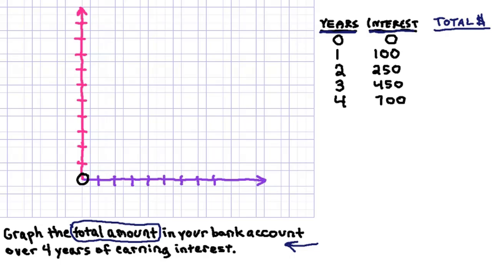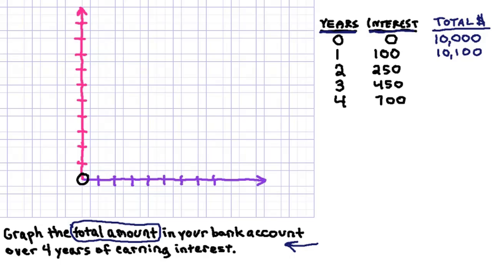So we need to find out how much is total in your bank account at all these time points. So year 0, you got 0 interest, but that was when you first opened up your bank account. You opened it up for $10,000, so you have $10,000 in there at the beginning. Then after 1 year, you earned $100 in interest. So your total would be 10,100. So after year 1, you would have had $10,100 in your bank account.